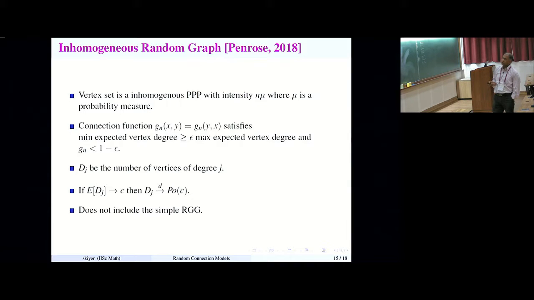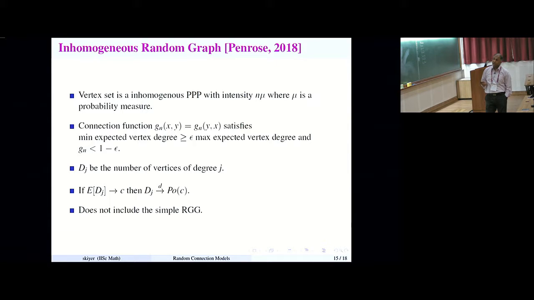And if you look at the number of vertices of degree j, then what he proved is that if you can find a scaling parameter for these connection functions such that the expected degree stabilizes, then you have a Poisson limit. So it's a very general result, but then it requires this rather strong condition. For example, it doesn't include the simple random geometric graph, right, where the connection function is 1 within the unit ball, right? But again, in trying to prove any sort of Poisson convergence with these kinds of random connection models, this condition, the connection function being bounded away, seems to be a rather strong bottleneck.